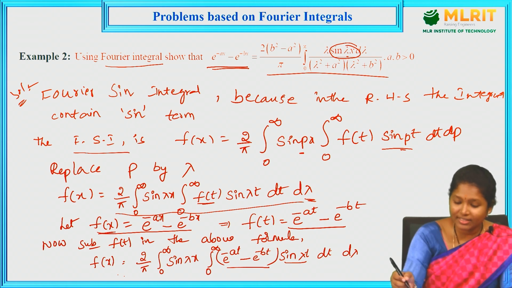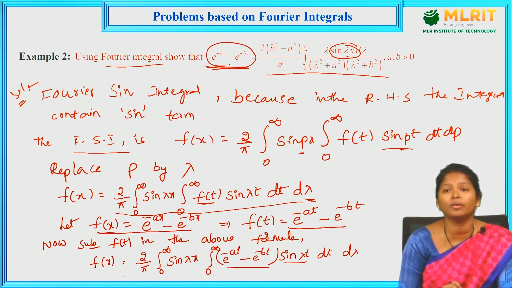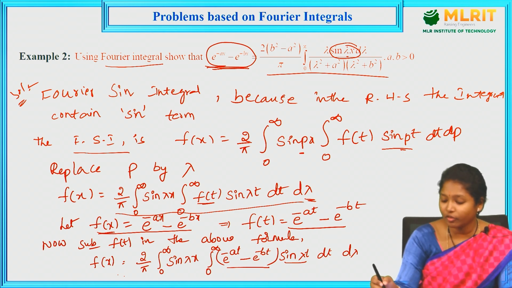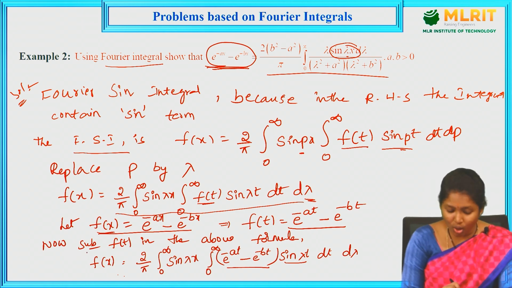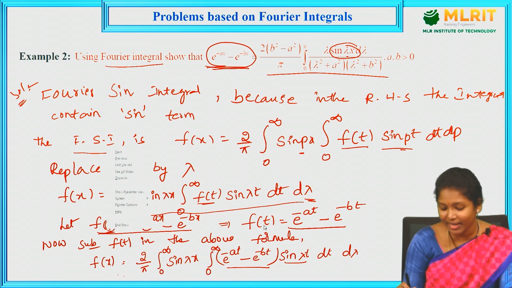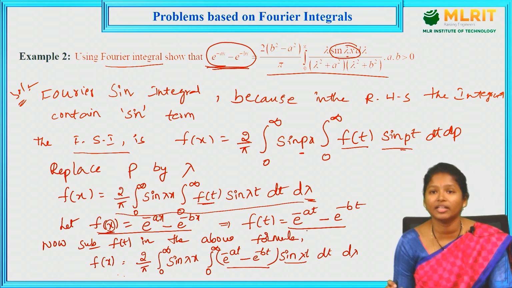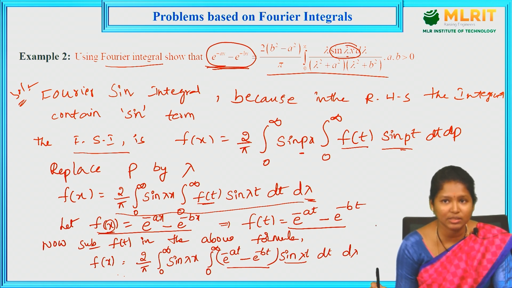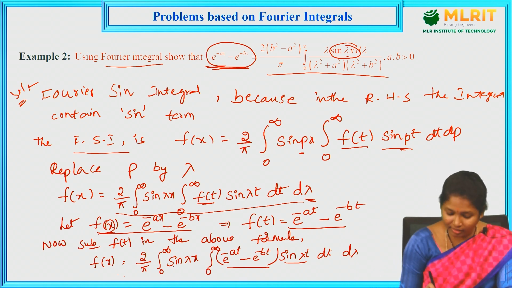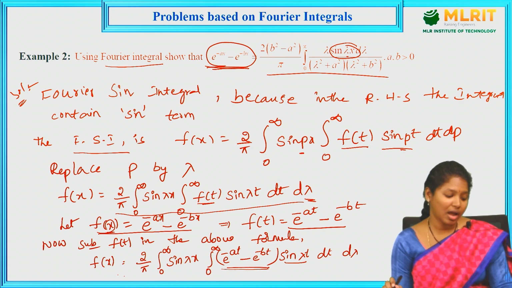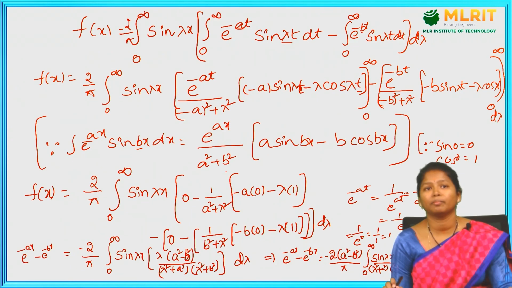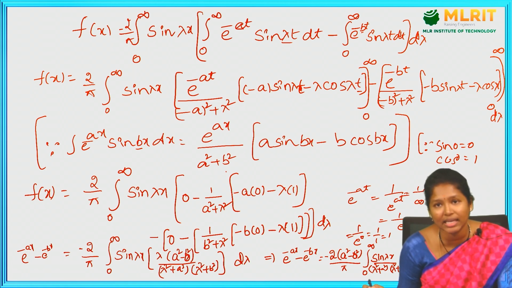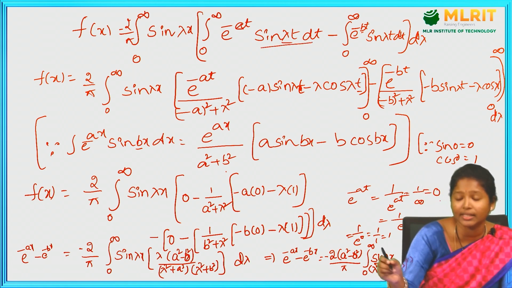So f of x in the problem is e power minus ax minus e power minus bx. But in the formula f of t is there, right? So I am substituting t in the place of x. So I get f of t equal to e power minus at minus e power minus bt. I am substituting this in the formula for f of t. So I am applying integration by parts, multiplying e power minus at minus e power minus bt with sin lambda t into dt.